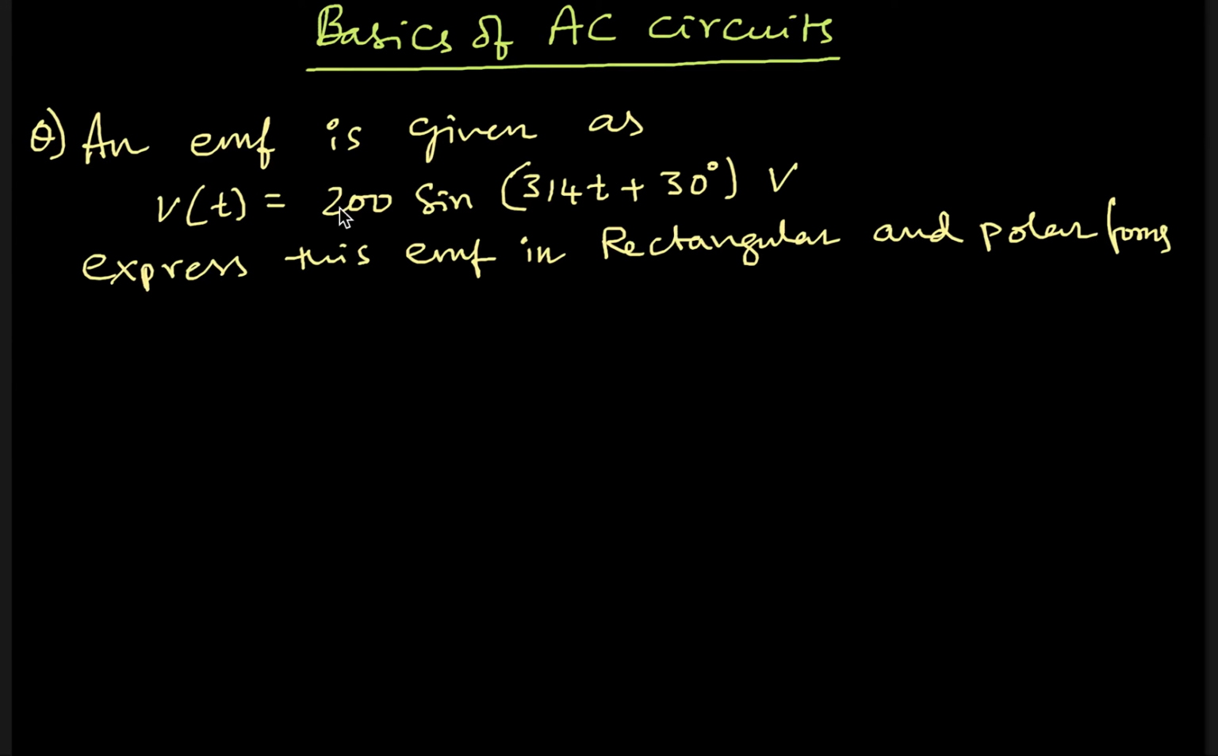An EMF is given as v(t) = 200 sin(314t + 30°) volts. So here 200 is the maximum value of voltage and the minimum will be minus 200. While the time is changing, the sine will become plus 1 or minus 1, and therefore the voltage will become plus 200 or minus 200. You have seen all this already, and 30 degrees is the phase angle. So what do you get from this?